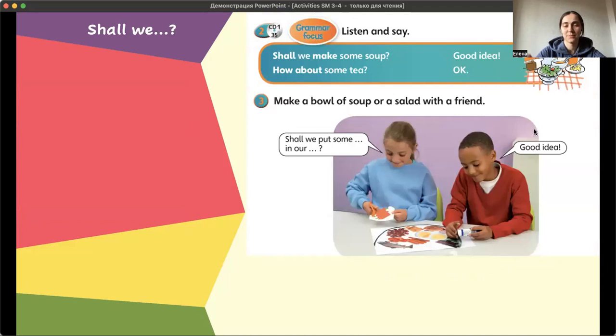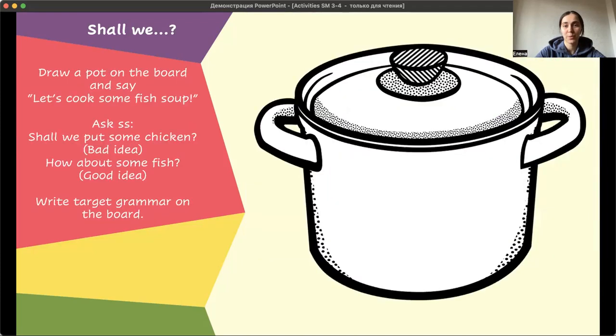Here we continue this yummy topic, and we start speaking about the shall we construction. So how do I teach this? I usually draw a pot on the board and I say, let's cook, for example, some fish soup. And children say, okay, let's cook. We're hungry and so on. So I ask them, shall we put some chicken in our soup? So it's fish soup. Why do we need to put chicken? And they say, no, no, no. I say, bad idea. And I write it on the board.